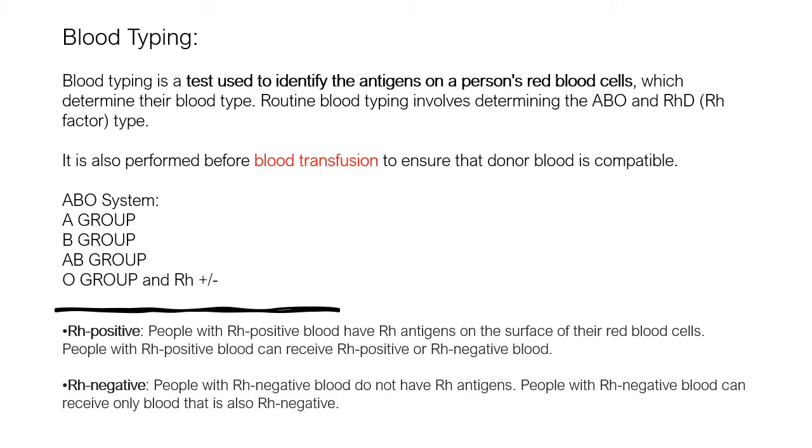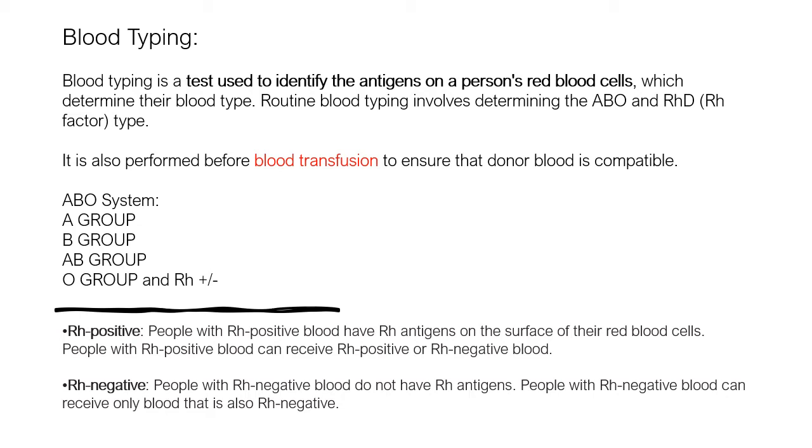Routine blood typing involves determining the ABO-Rh system. RhD stands for Rh factor, and we write it as Rh positive or Rh negative. In the ABO blood system we have four blood groups: A, B, AB and O. Then we write the Rh factor. If it is present, positive. If it is absent, then we write it as negative.